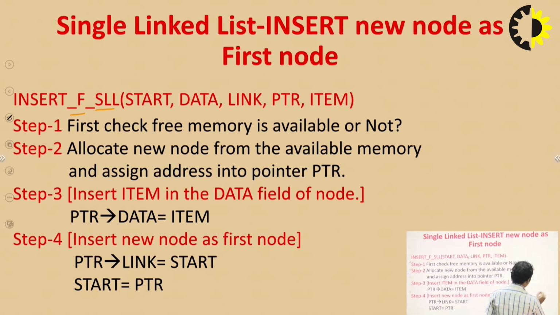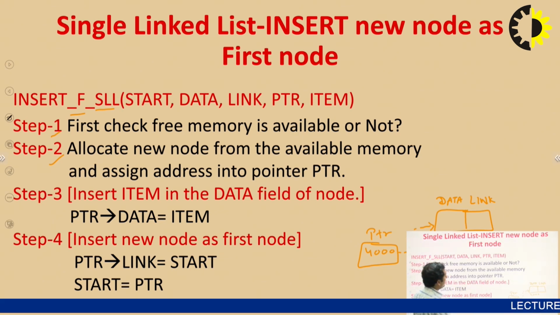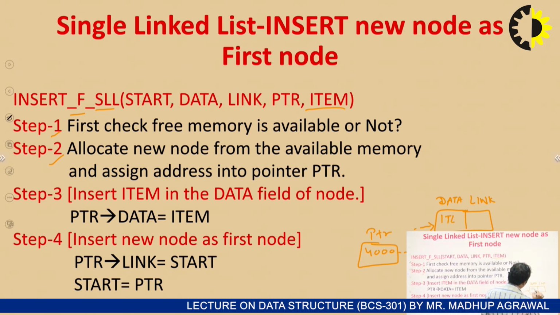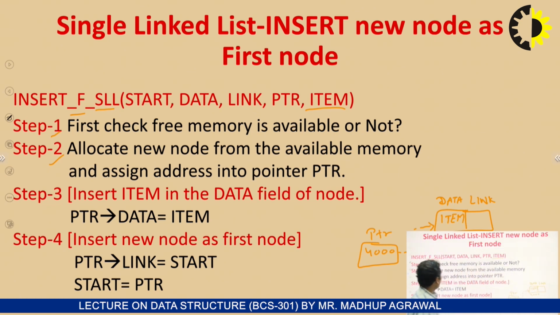Just again we will see here. We will create a new node having two parts: one is the data part, another is the link part. And this will have some address value. Let the address be 4000, and we will keep this 4000 address in the PTR pointer. This is step number 2, assigned; 1 executed. Now step number 3, insert item in the data field of the node. Means here, first fill the data part: PTR data equals item. Item supplied here, we will keep the item value here. Let item, okay, fill.